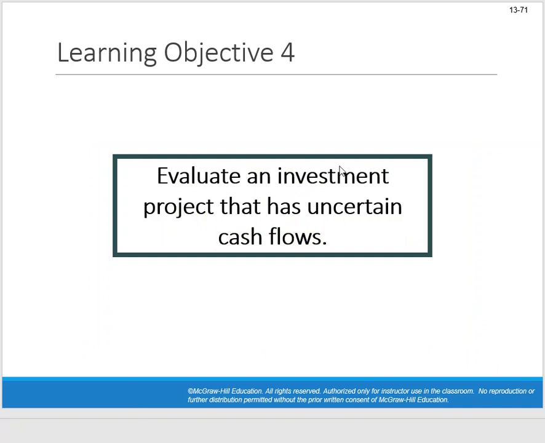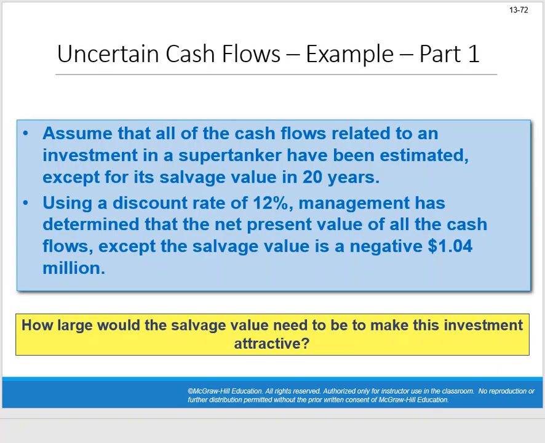So next we're going to evaluate an investment project that has uncertain cash flows. That can be kind of tricky. Our example here, quite honestly, I find to be a bit bizarre, but just roll with me for a minute. Assume that all of the cash flows related to an investment in a super tanker have been estimated, except for its salvage value in 20 years.